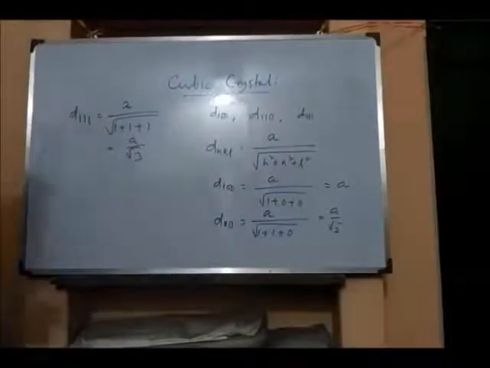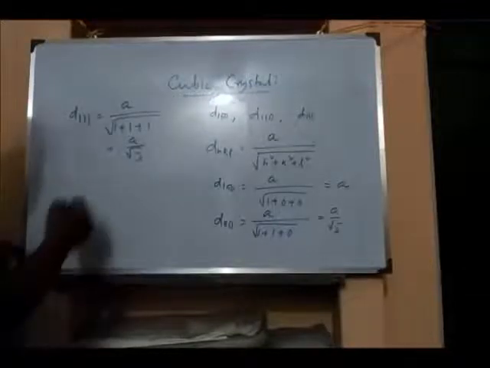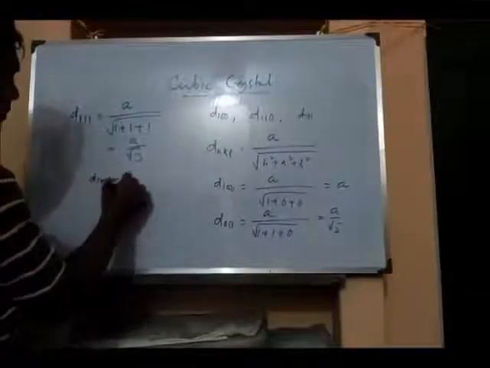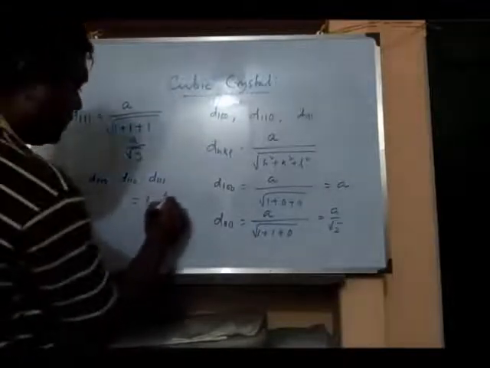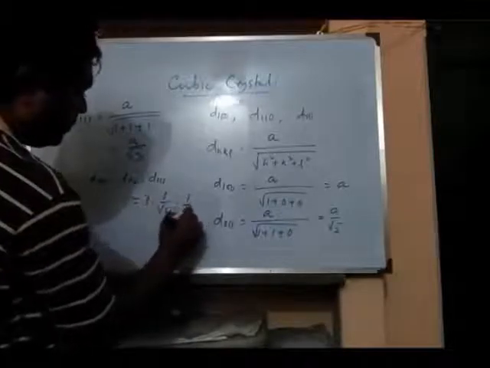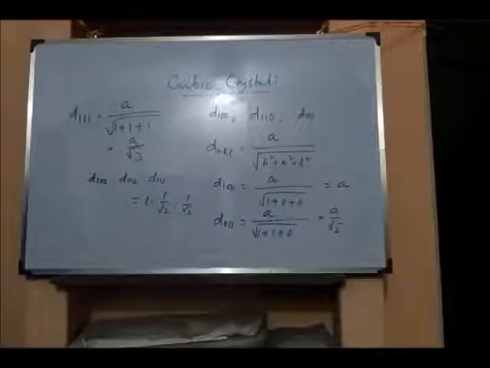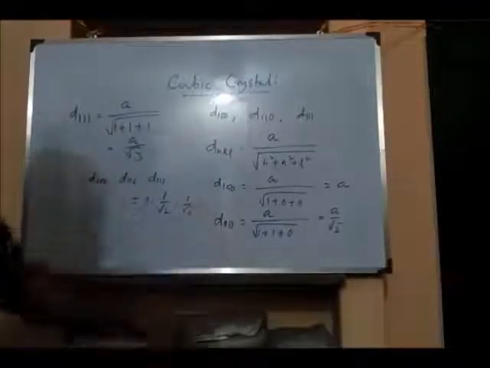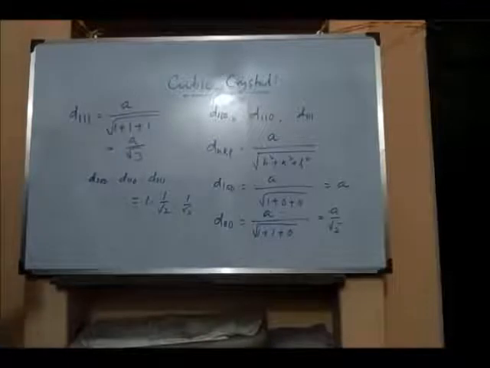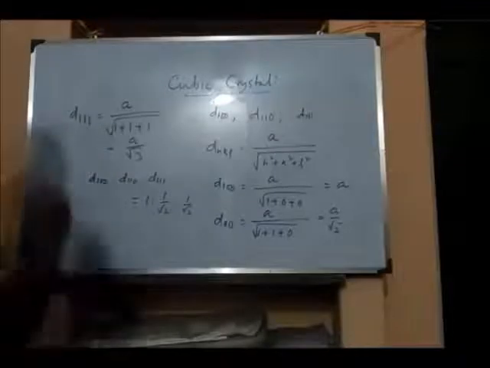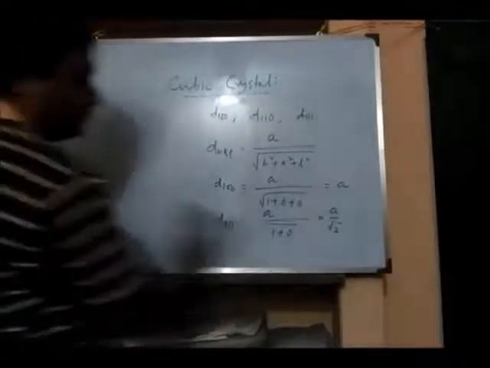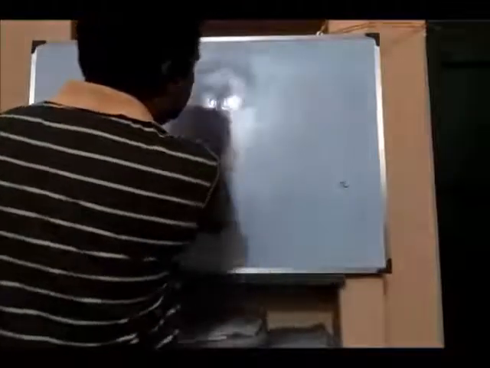So the ratio of the interplanar spacing of these three, that is D100, D110, D111, will be 1 : 1/root 2 : 1/root 3. Okay, so for a cubic crystal, these are the interplanar spacings of three different families of planes, that is 100, 110, and 111.